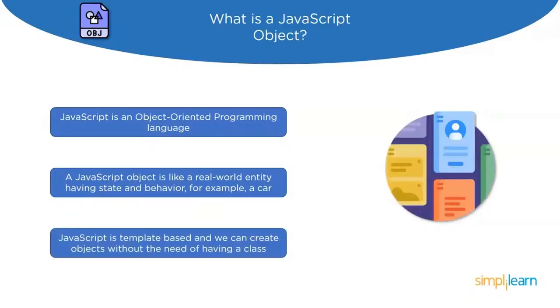JavaScript is template-based and we can create objects without having the need to create a class. Generally, an object is accompanied by a class that defines an object's blueprints, but JavaScript doesn't require any class to be defined for objects.